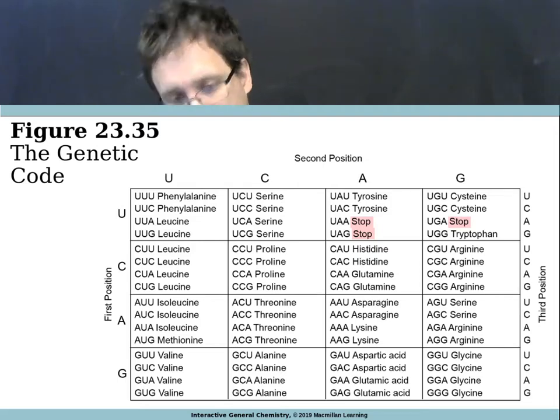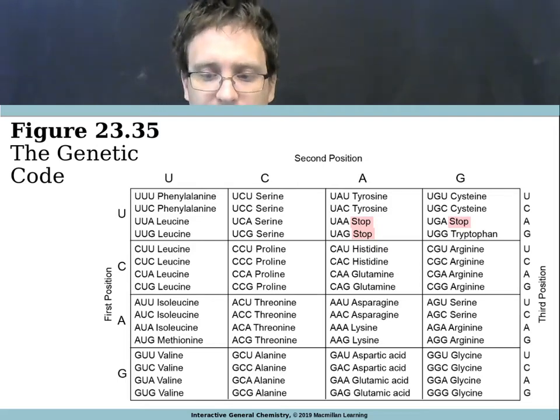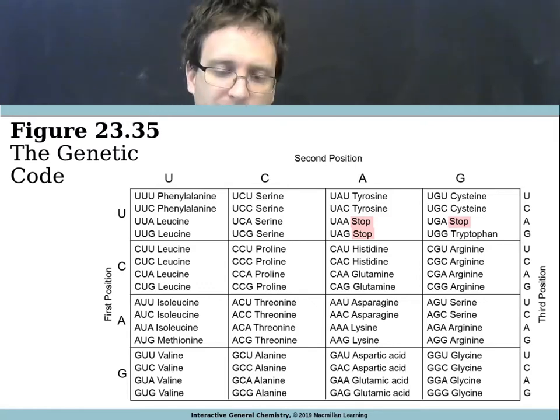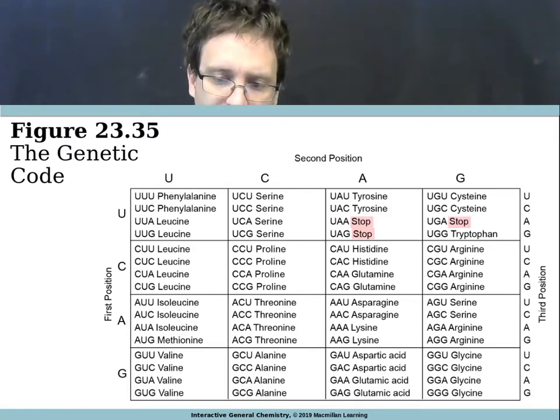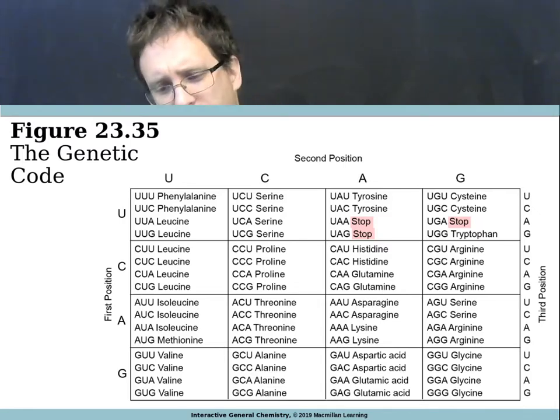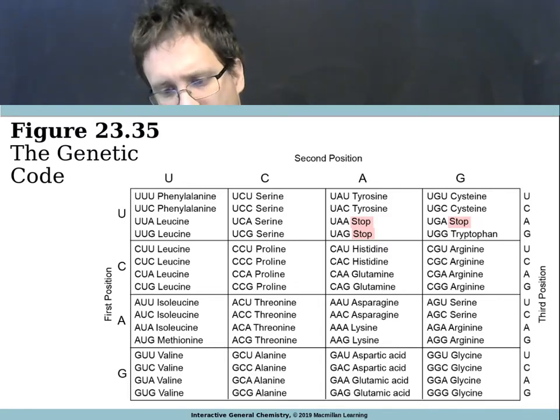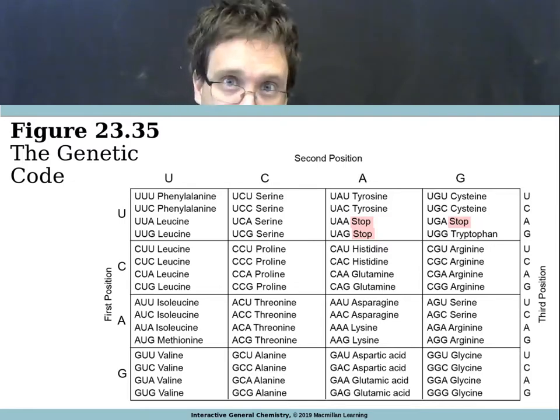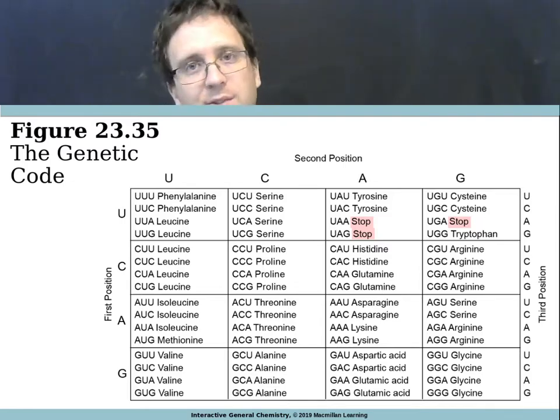So for example, if I have first a cytosine and then an adenine and then a guanine, I'm going to take the second row, that's cytosine, the third column, that's adenine, so that's CA, and then I'll look at the very bottom of that square for G, guanine. CAG codes for a glutamine amino acid, and you'll find a place for all 20 amino acids there.